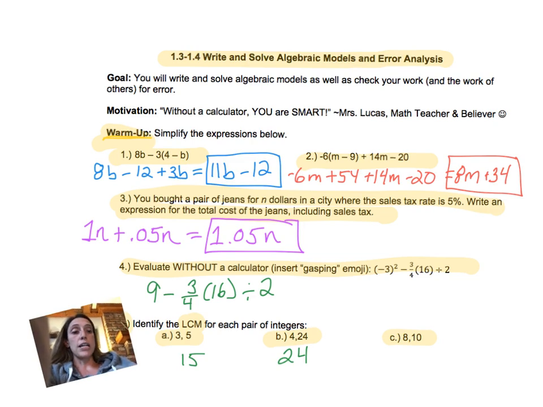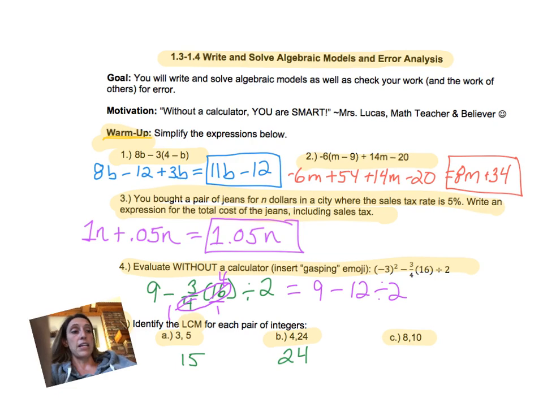So if I want to cross-cancel, this 16 right now is like 16 over 1, right? I look diagonally across the fraction, and I'm like, okay, well, 4 and 16, what number do they have in common? 4 and 16 have 4 in common. So 4 goes into 4 one time, 4 goes into 16 4 times. So when I go to simplify this expression, it's going to be 9 minus basically just 3 times 4, and that's 12 divided by 2.